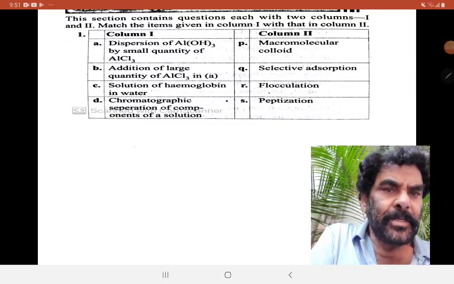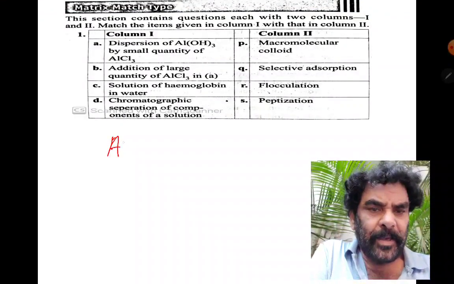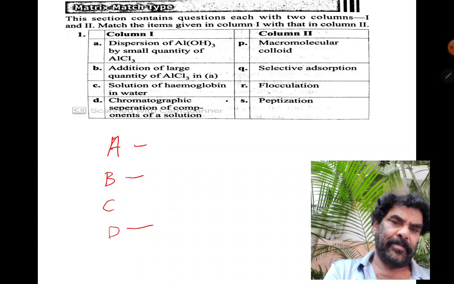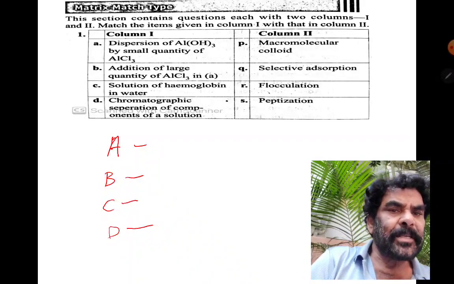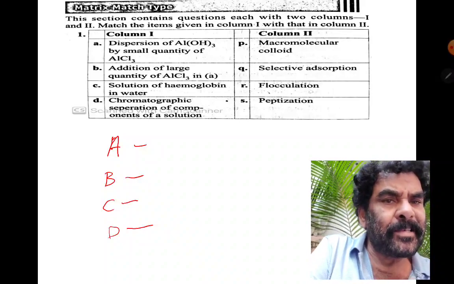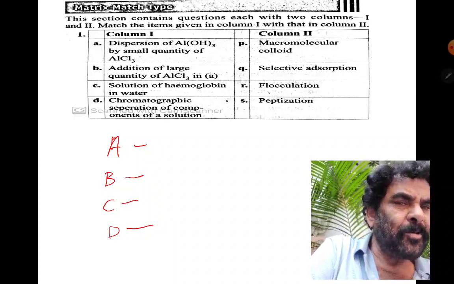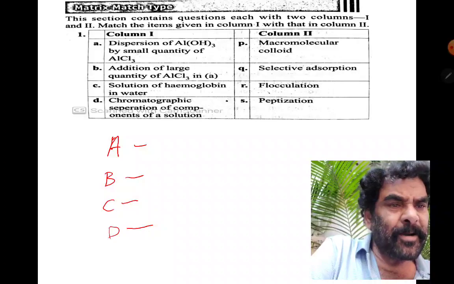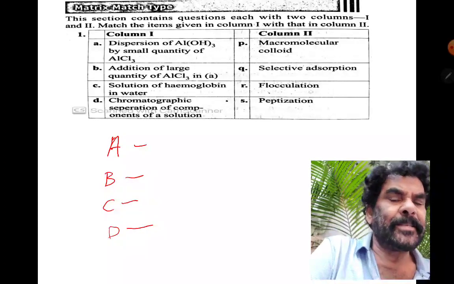So, students, four options are given. A, B, match the following. C, D, 4. C, dispersion of aluminum hydroxide by a small quantity of AlCl3. So, to the aluminum hydroxide, a small amount of the electrolyte AlCl3 is added. Then what happens? It is converted into a colloidal system.